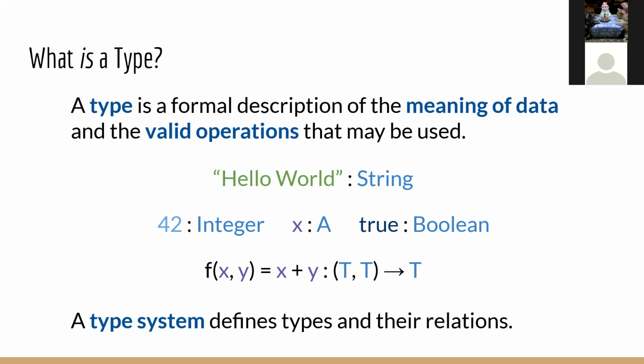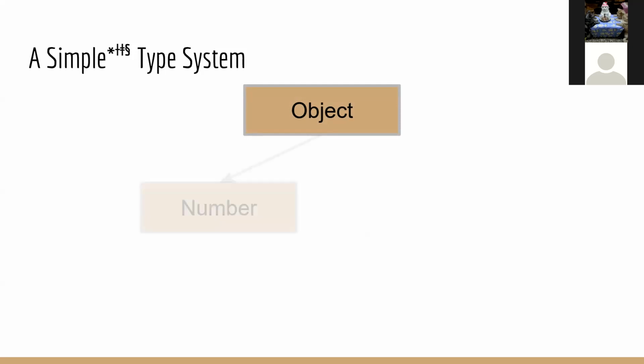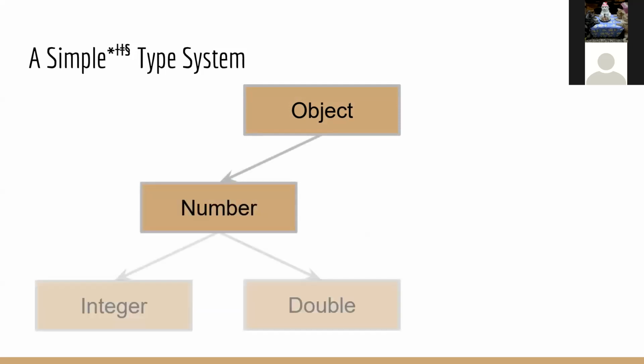And then finally, we have a type system. A type system is basically you take a whole bunch of types and combine them together. This is what that looks like. In Java, for instance, you have the object class, right? This is the supertype of pretty much everything. Then you might have a number, and these numbers have integers and doubles, right? This is the hierarchy that you get from this.